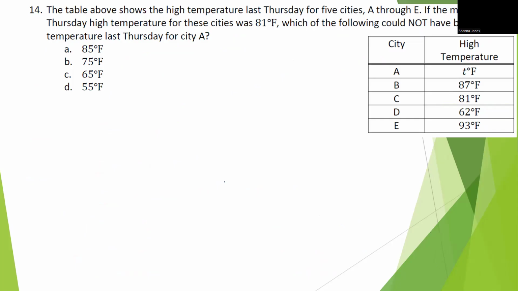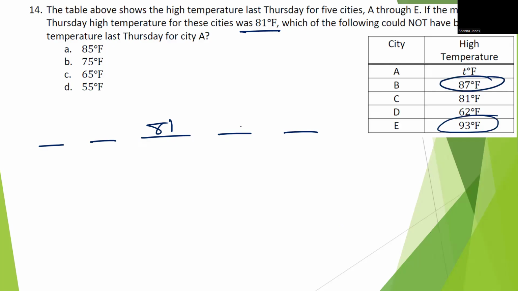14 goes back to mean, median, mode. Do y'all remember that? Your single variable statistics from 4th grade. If we're looking at the median, and our median is 81, that means 81 is smack dab in the middle, and that there's 2 numbers to its right, and there's 2 numbers to its left. So when I look over here, my 2 numbers to its right would be 87 and 93. So because all of its right is taken, the only thing that couldn't be the answer is 85, because there's no room left to the right.